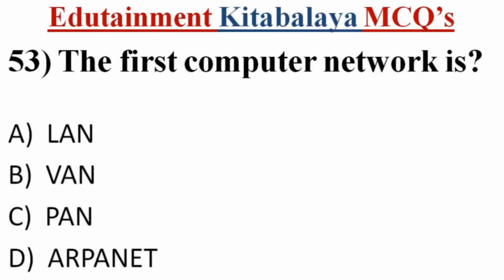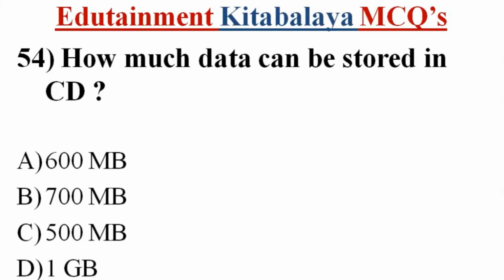Question number 53. The first computer network is A. LAN, B. VAN, C. PAN, D. ARPANET. Correct answer is D. ARPANET. Question number 54. How much data can be stored in CD? A. 600 megabytes, B. 700 megabytes, C. 500 megabytes, D. 1 gigabyte. Correct answer is B. 700 megabytes.